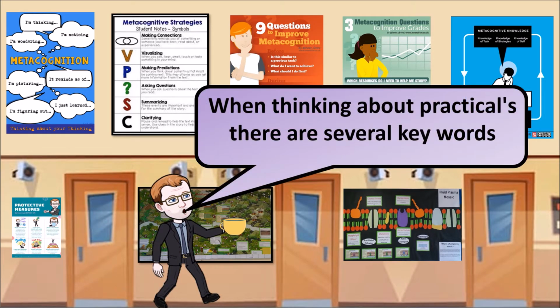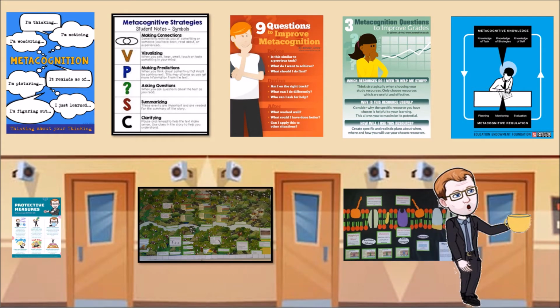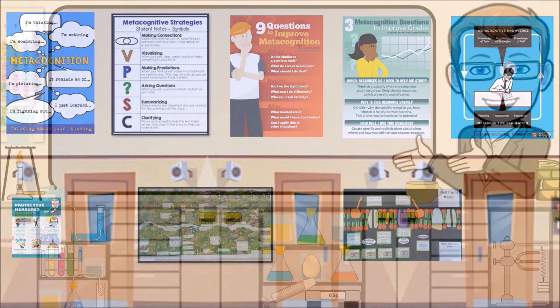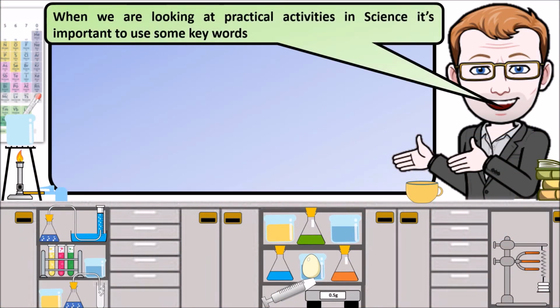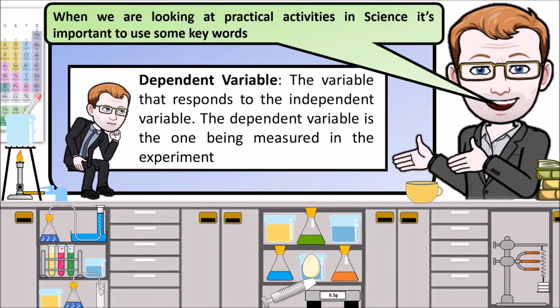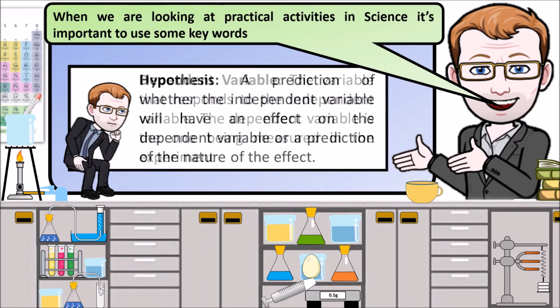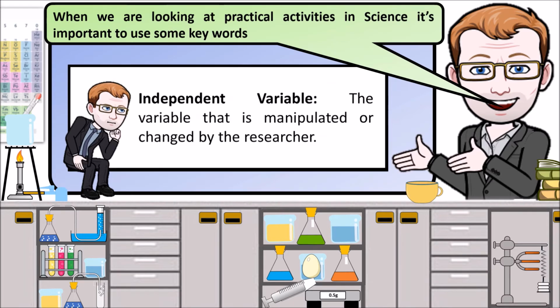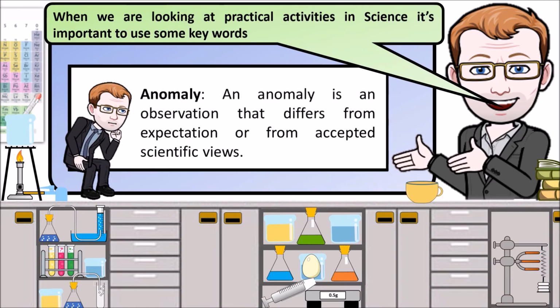So when thinking about practicals, there are several keywords that we need to remember. A control variable is any variable which does not change during the experiment. The dependent variable is the variable that we're going to measure a response to the independent variable. A hypothesis is a prediction on whether the independent variable will have an effect on the dependent variable. An independent variable is a variable that we are changing. An anomaly is a result that does not fit the pattern.